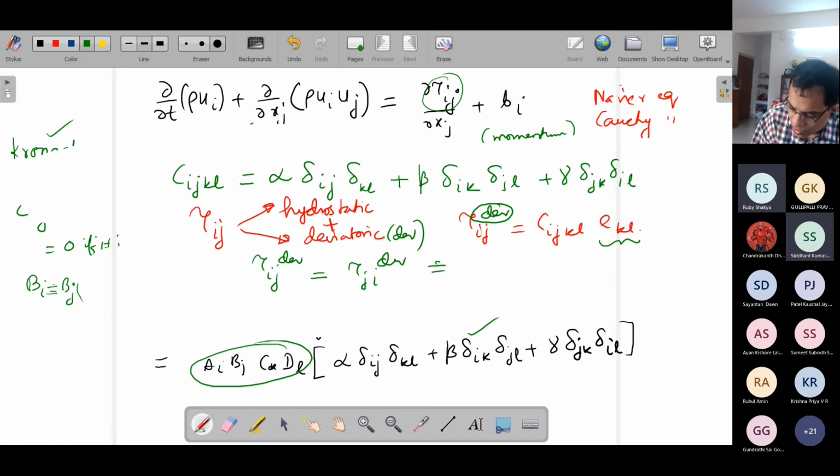So that means Cijkl is equal to Cjikl. And what is Cjikl? You just have to swap i and j.